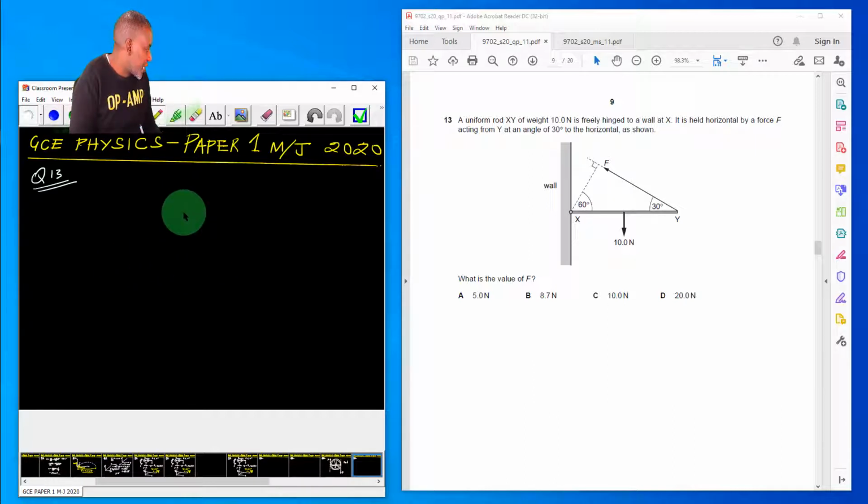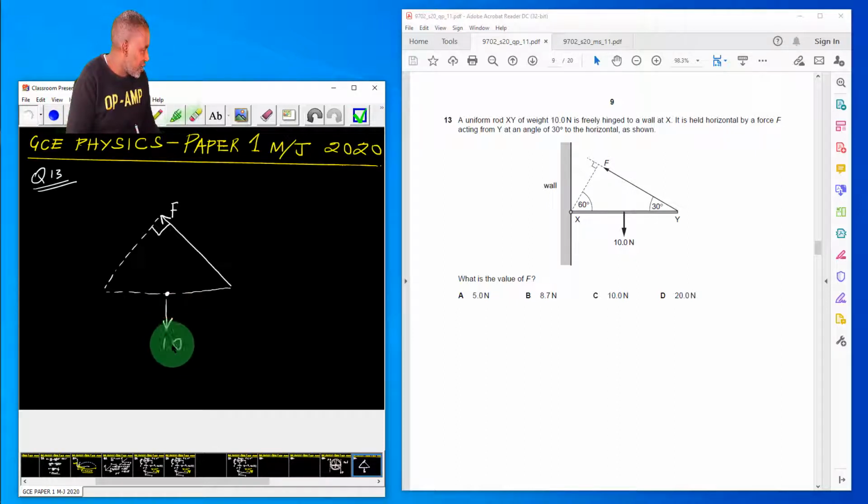Because this system technically looks like this. There's a force which acts that way. There's that distance there, which makes 90 degrees with the line of action of F. There's this other object here, and there is the weight, which is 10 newtons.